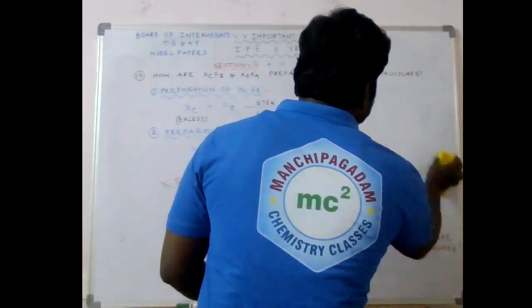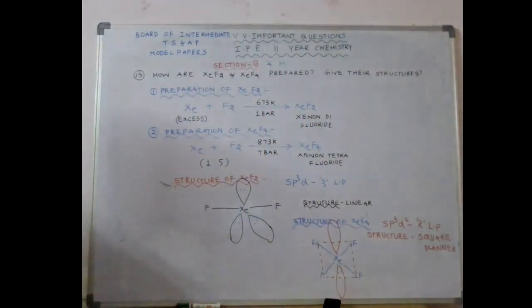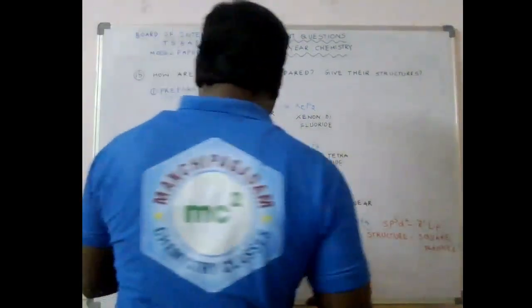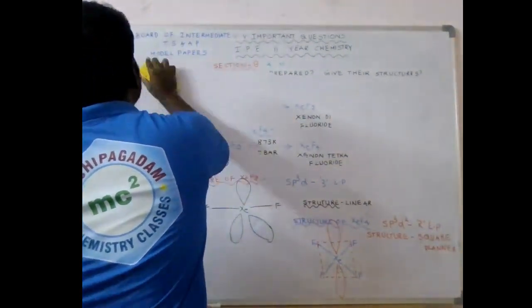So that's about the preparation methods. This is just for rough preparation methods, one preparation method each of XeF2 and XeF4, and structures also we have given. Those structures, one is linear structure, another one is square planar structure. Okay, we'll go for the next question, that is from coordination compounds.